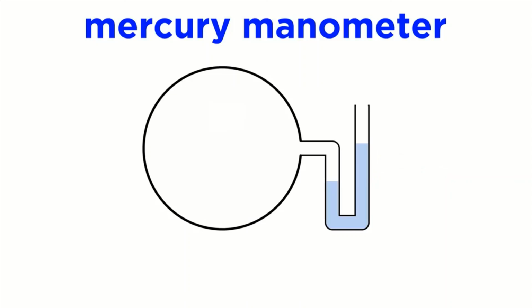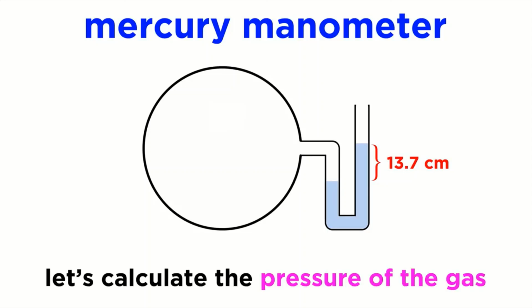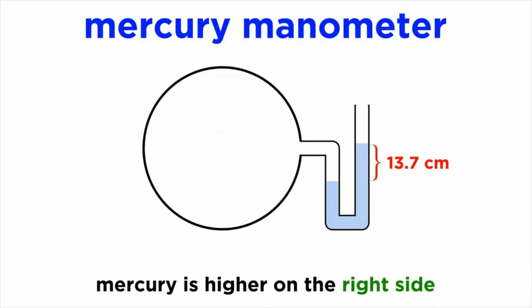Let's say instead we are looking at an open-end manometer. Here we measure the difference in height as being 13.7 centimeters. Assuming this is taking place at sea level, what is the pressure of the gas? This time we have to utilize atmospheric pressure. If the mercury rises higher on the right side, that means that the gas is pushing on it with more pressure than the atmosphere is.